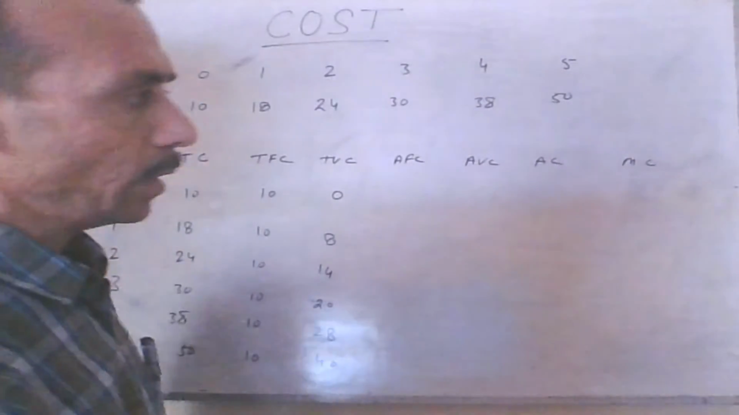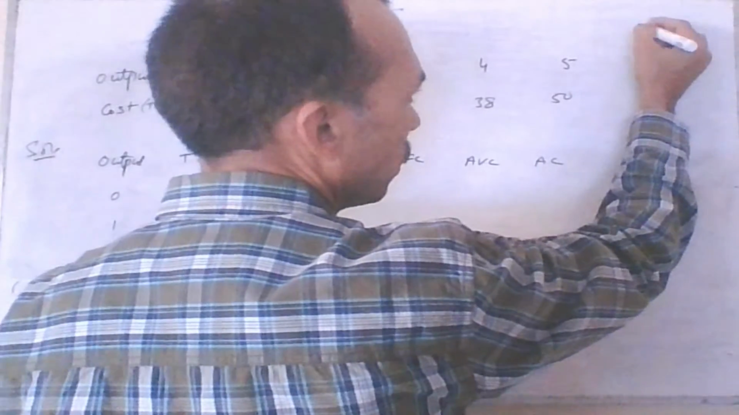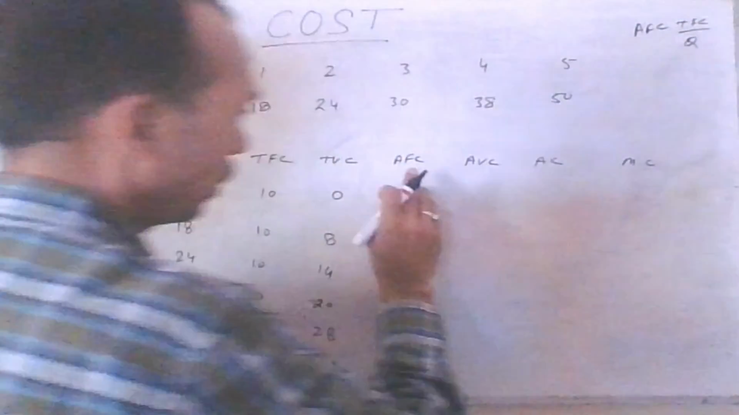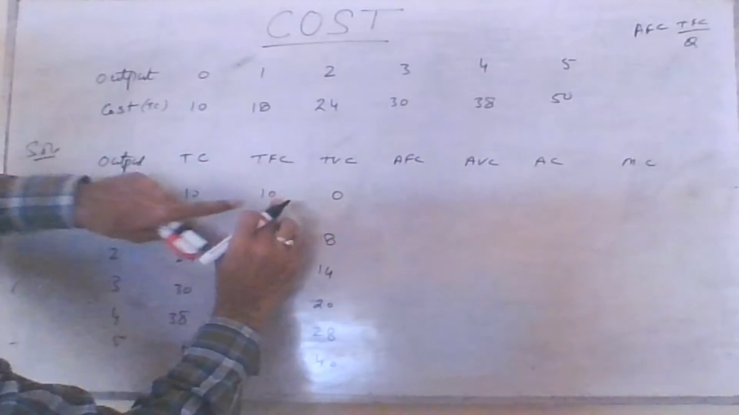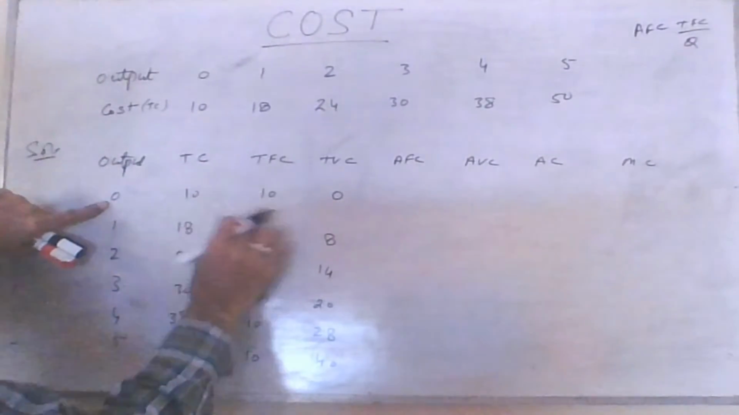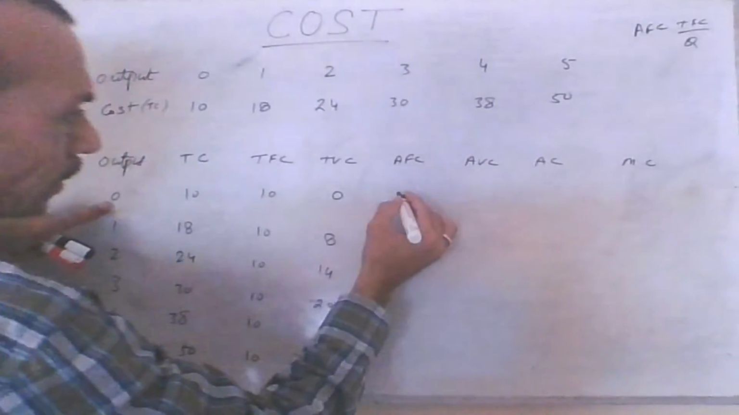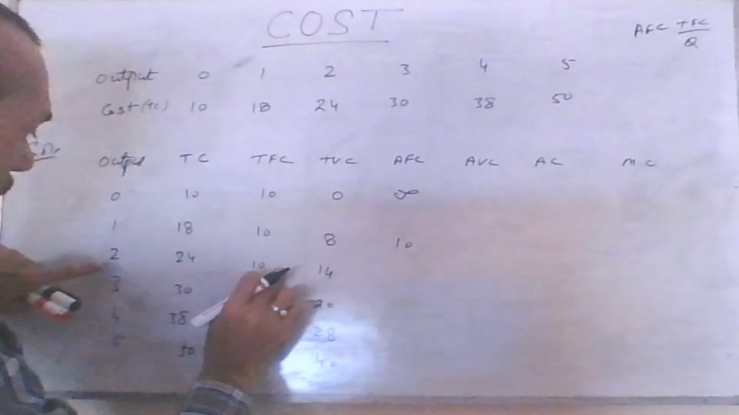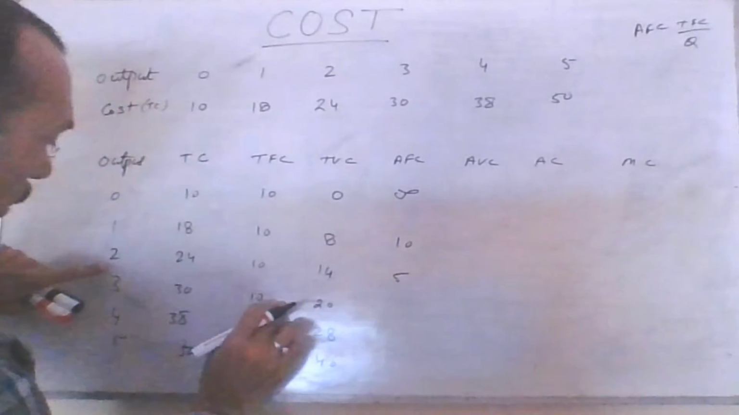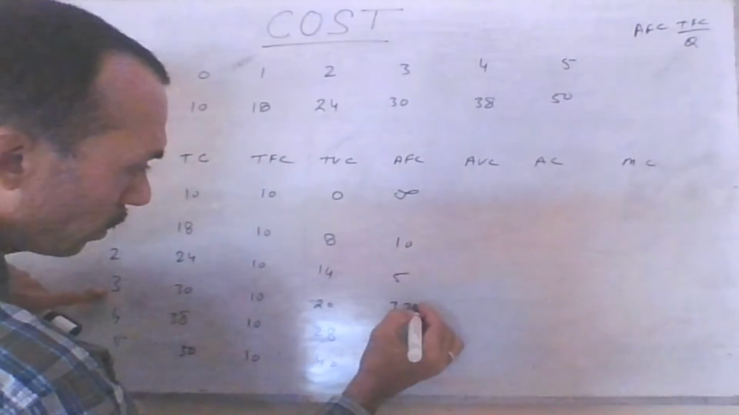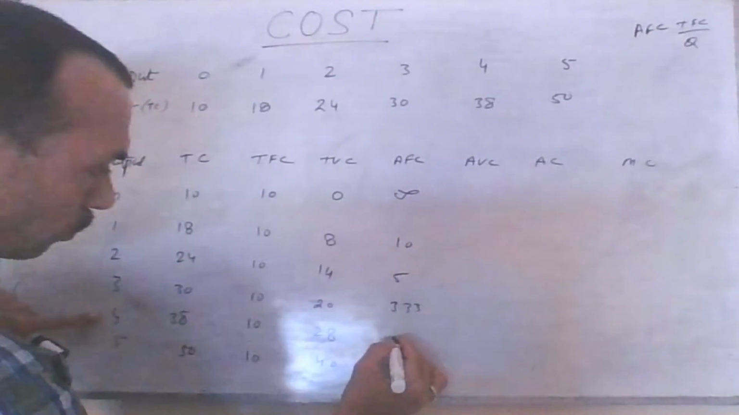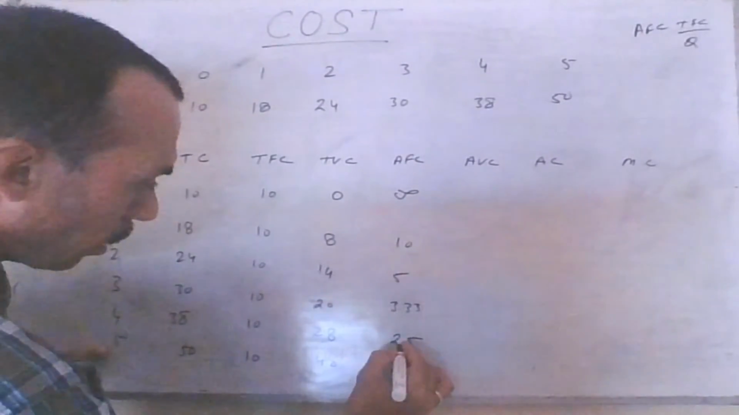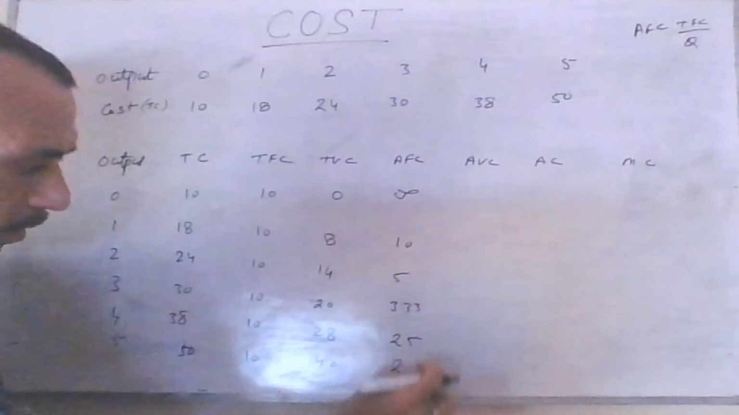Now AFC. AFC equals total fixed cost divided by output. Total fixed cost and output 0, definitely is infinity. 10 divided by 2, 5. 10 divided by 3, 3.33. 10 divided by 4, 2.5. 10 divided by 5, 2. It means as the output is increased, AFC continuously falls.